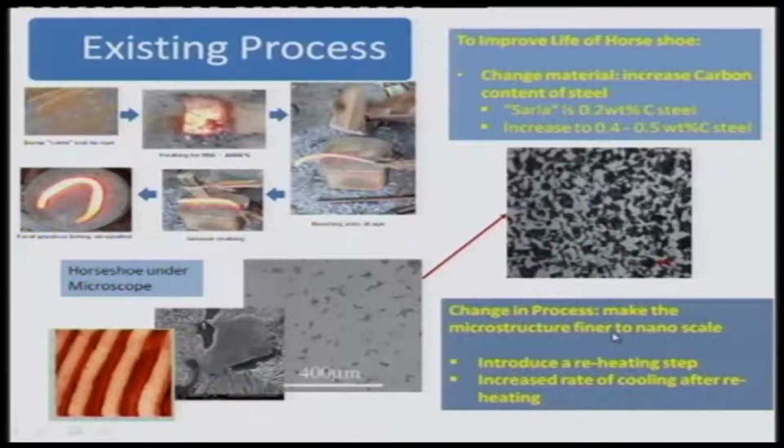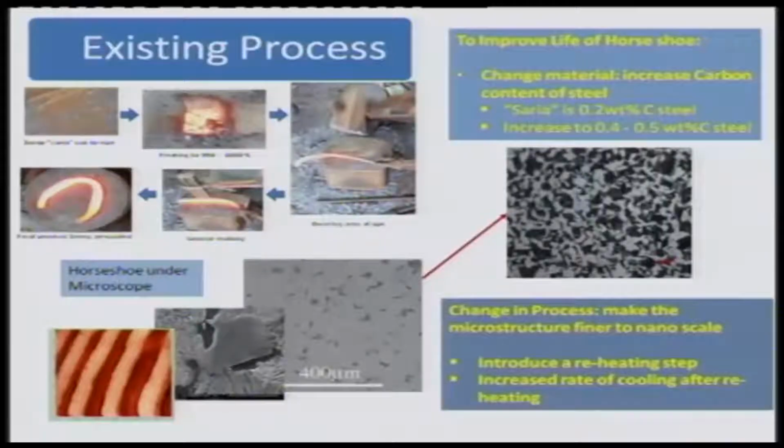So, what did we do to improve the uniformity of the property? Well, we introduced a reheating step, so that once the horseshoe is finally made, it is put back in the furnace and reheated to the austenite region, and then instead of simply cooling in still air, we increased the cooling rate. But we did not increase the cooling rate so drastically that martensite would form.